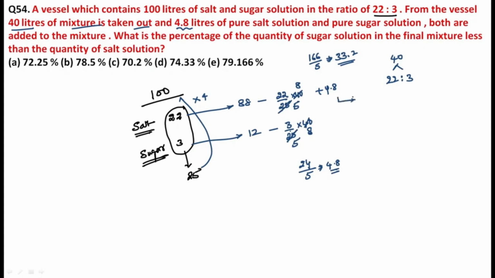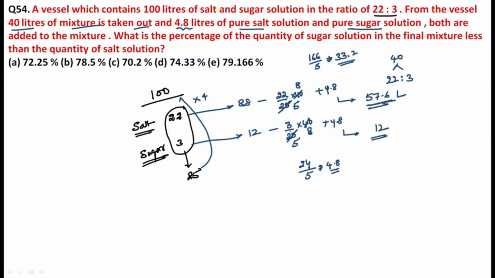See, just tell me what is the value we left. Guys, 4.8 liters of pure salt solution and sugar solution. You need to add sugar also. Now 88 minus 33.2 plus 4.8. If you subtract 33.2 and add 4.8, now the total value becomes 57.6. In the same way, we are subtracting and adding for sugar, still the value is the same.